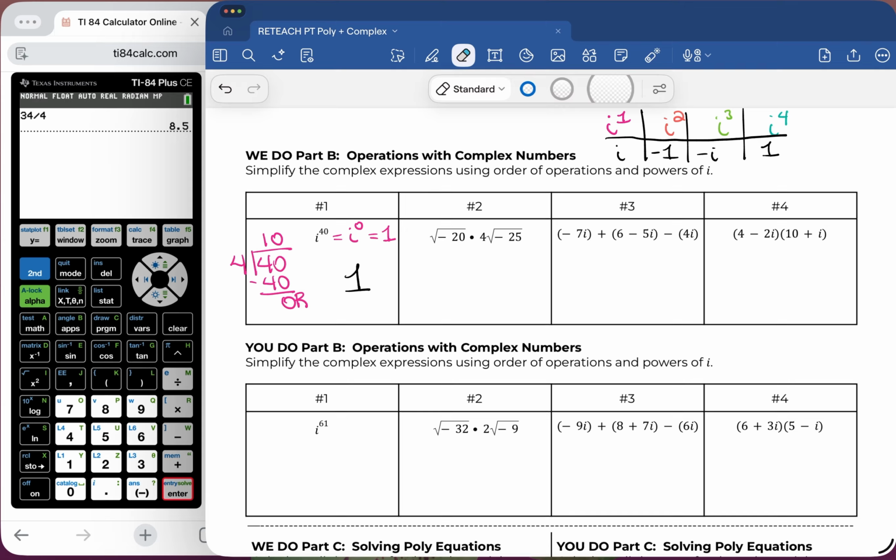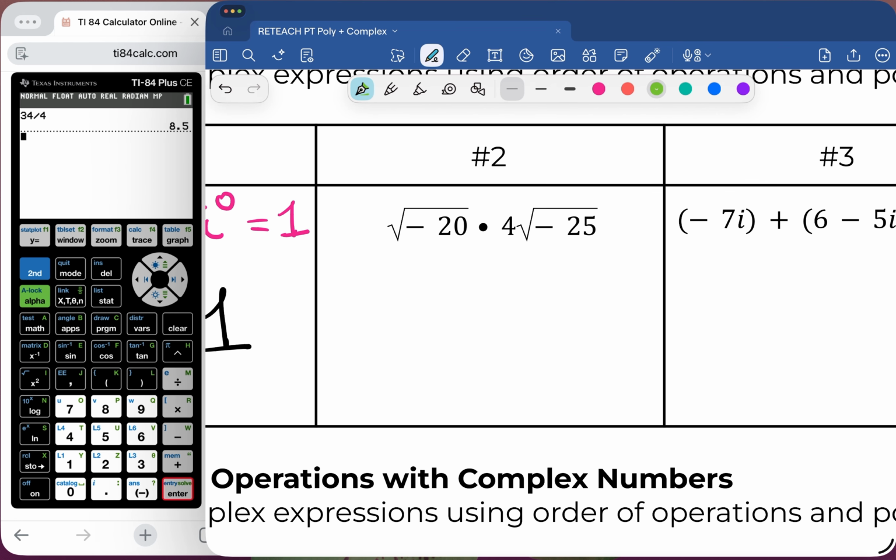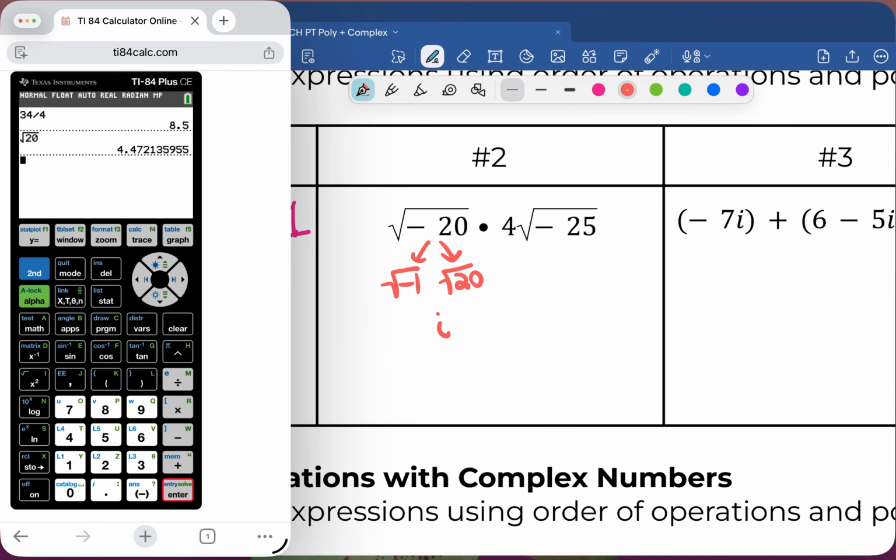All right, next problem number 2. You have some square roots with negatives, and we learned that when you have a negative square root, that is where the i comes about. All right, so I'm going to zoom in just a little bit so you can see this problem a little bit better. We're going to separate out that square root of -1 from the square root of 20 because we learned that the square root of -1 becomes an i, and we need to simplify that square root of 20.